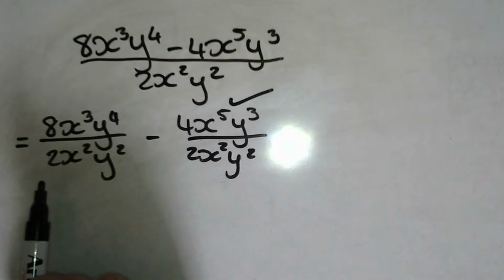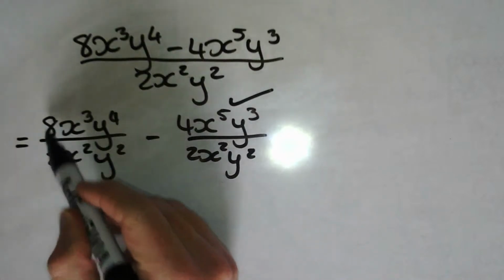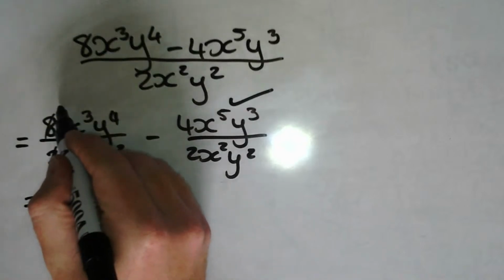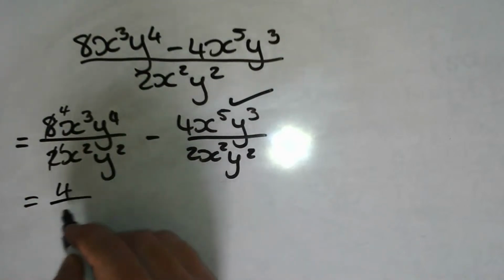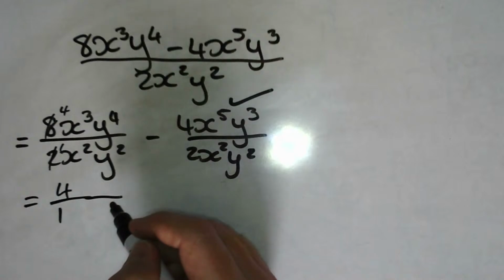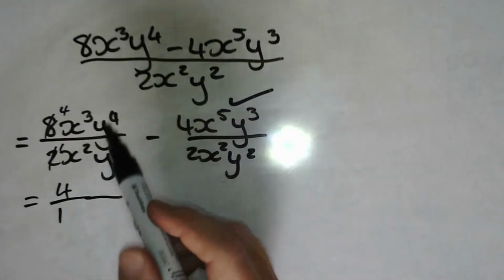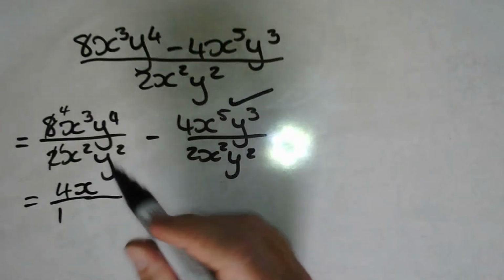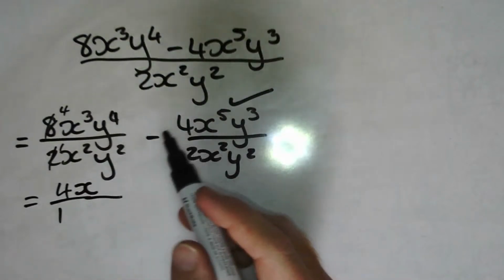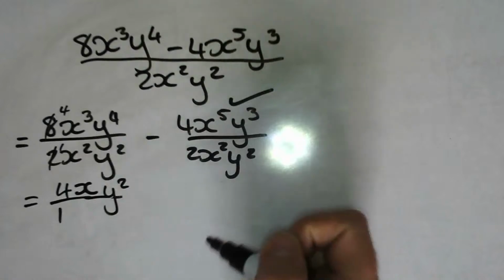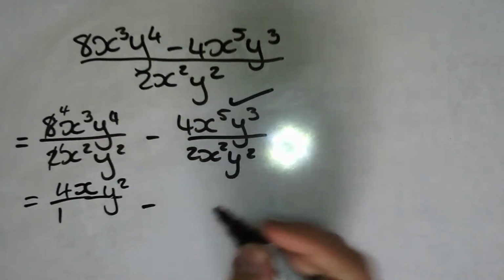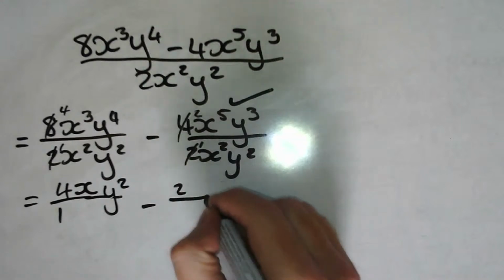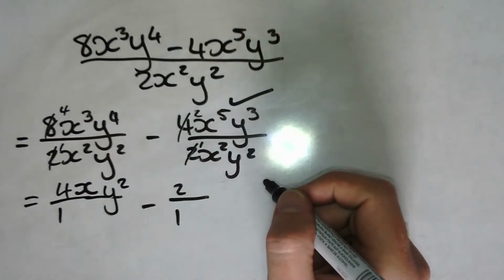So, 8 divided by 2. 2 goes into itself once, it goes into 8 4 times. So you've got 4 over 1 in this case so far. 3 minus 2 is 1, and most of them are at the top. Then 4 minus 2 is 2, and most of them are at the top. Then 2 goes into itself once, into 4 twice. So you've got 2 over 1 in this case so far.